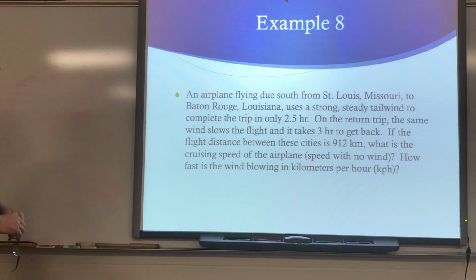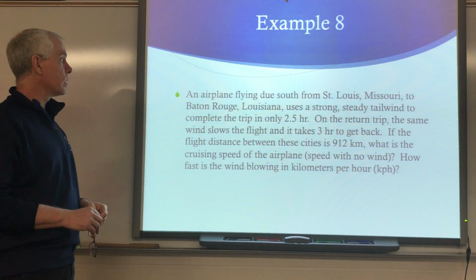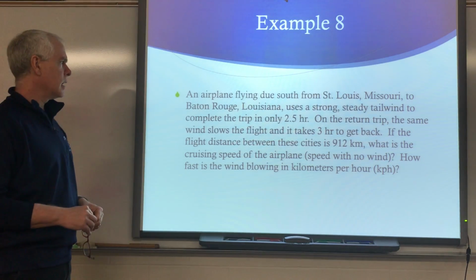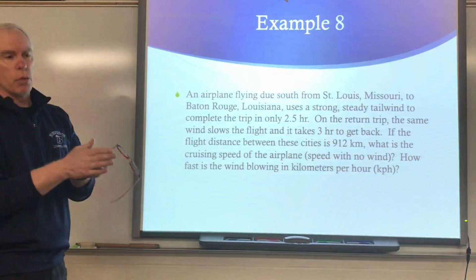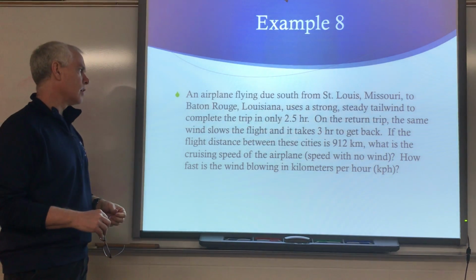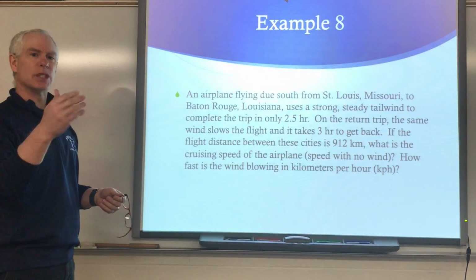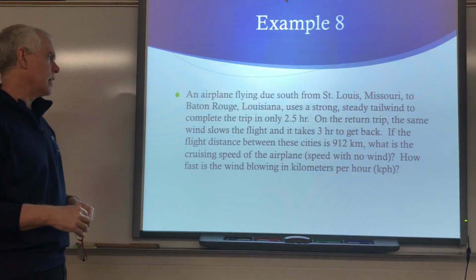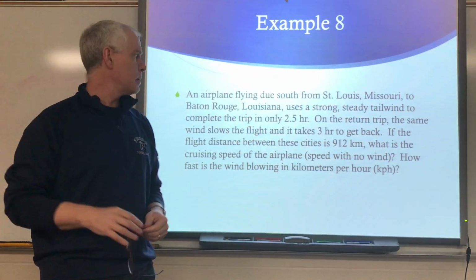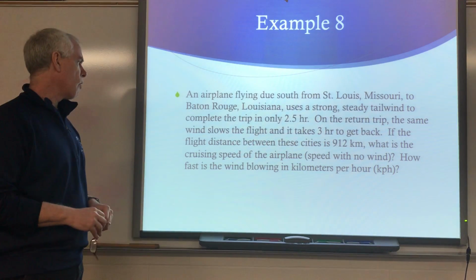An airplane flying due south from St. Louis, Missouri to Baton Rouge, Louisiana uses a strong, steady tailwind to complete the trip in only 2.5 hours, meaning the wind was pushing the plane and speeding it up. We can add the speed of the wind to the speed of the plane. On the return trip, the same wind slows the flight, and it takes 3 hours to get back. Well, now you're going against the wind and it's pushing you, so you're subtracting that rate. Okay? If the flight distance between the cities is 912 miles, so their distance is going to be the same in both trips, what is the cruising speed of the airplane and how fast is the wind blowing?